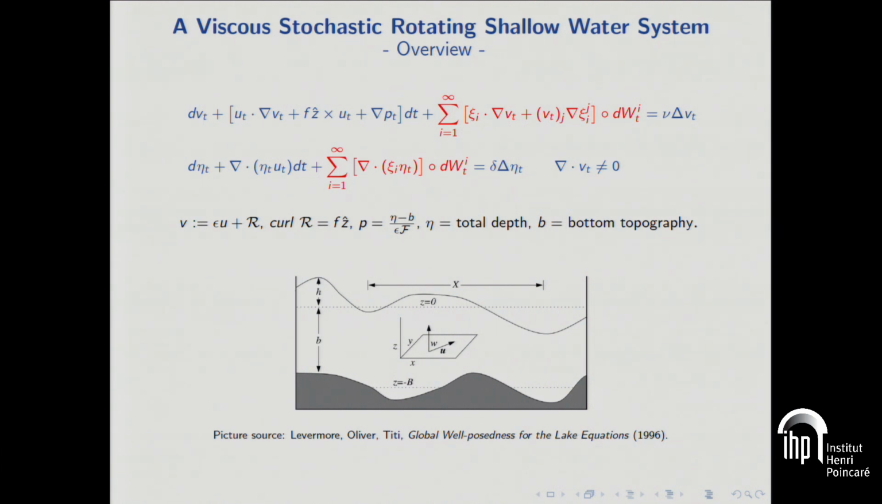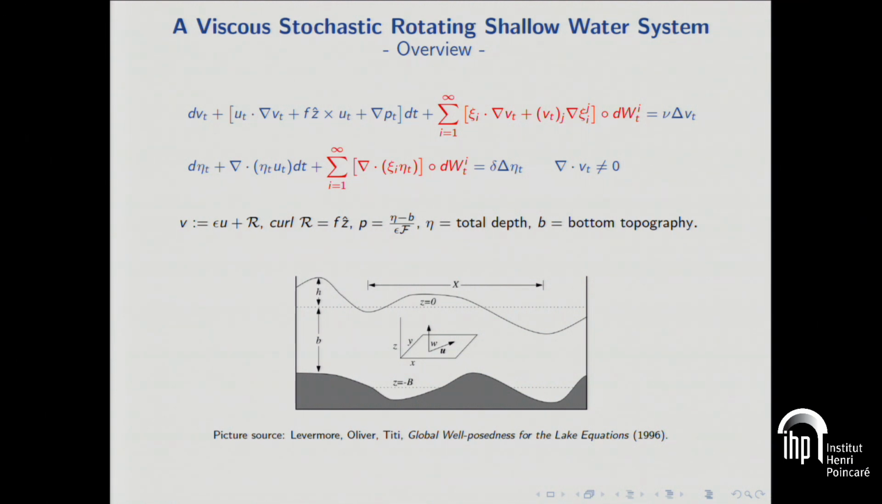And P, this is the pressure term, where it is the ratio between eta, where eta is the depth, it's h plus b in this picture, minus the bottom topography b, over epsilon f, where f is the Froude number. Anyway, so this is the equation for the velocity, and this is the equation for the depth of the fluid.